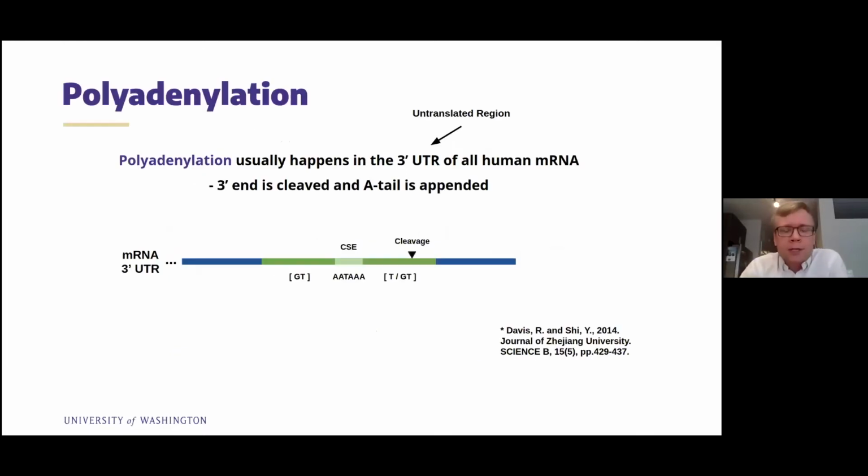So polyadenylation is a process that occurs usually in the 3' untranslated region at the far end of all human mRNA molecules, where a large protein complex, usually referred to as the 3' end processing machinery, recognizes a specific sequence regulatory code that we call the polyA signal, here illustrated as the dark green box. And this protein complex cleaves the RNA molecule within this signal and appends a long string of A's, the A-tail.